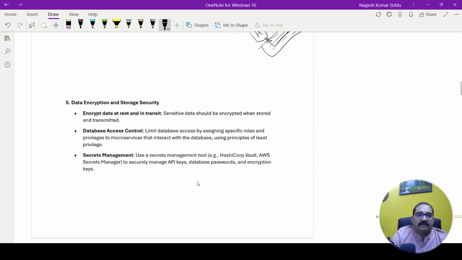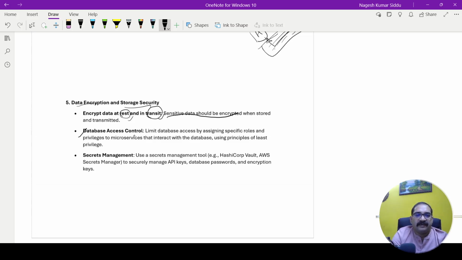Now the fifth point we can talk about is data encryption. We touched upon this point previously, and the storage security. Let's see, encrypt data at rest and in transit. So at rest means where it is saved, and in transit means when it is sent from one service to another service. So sensitive data should be encrypted when stored and transmitted.